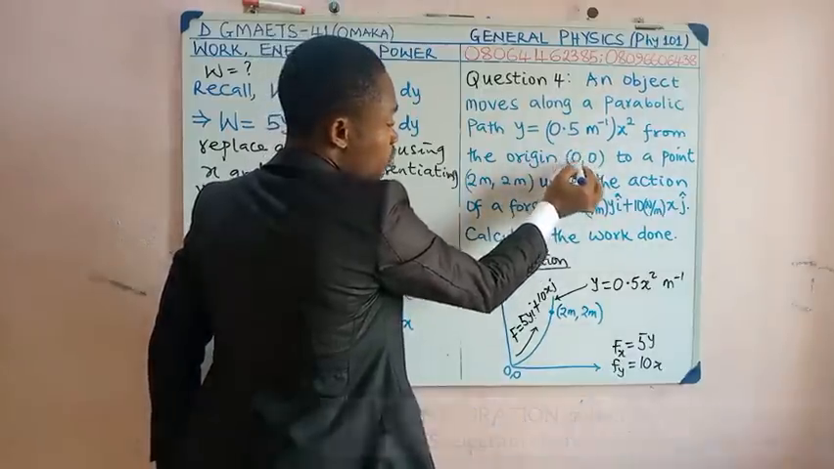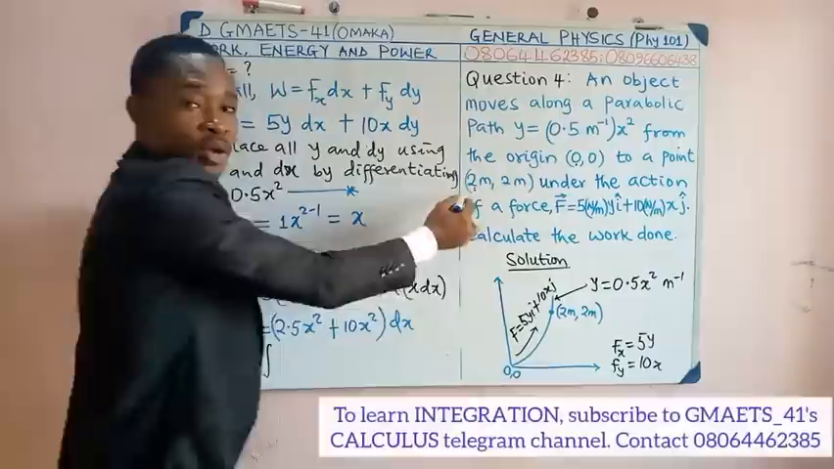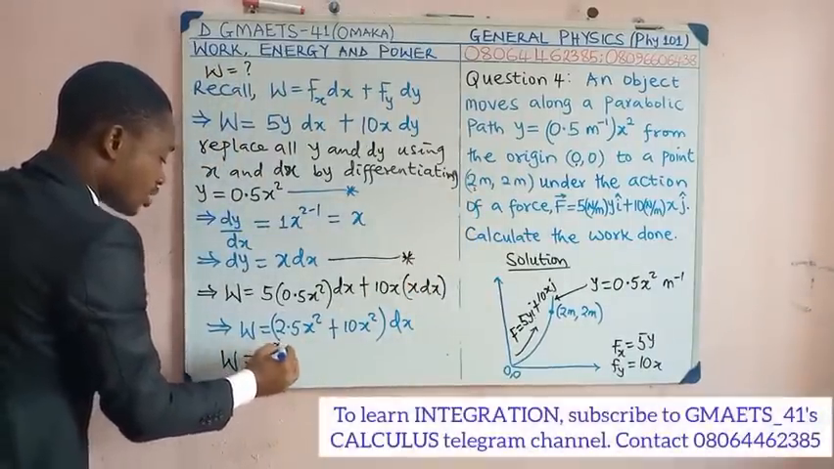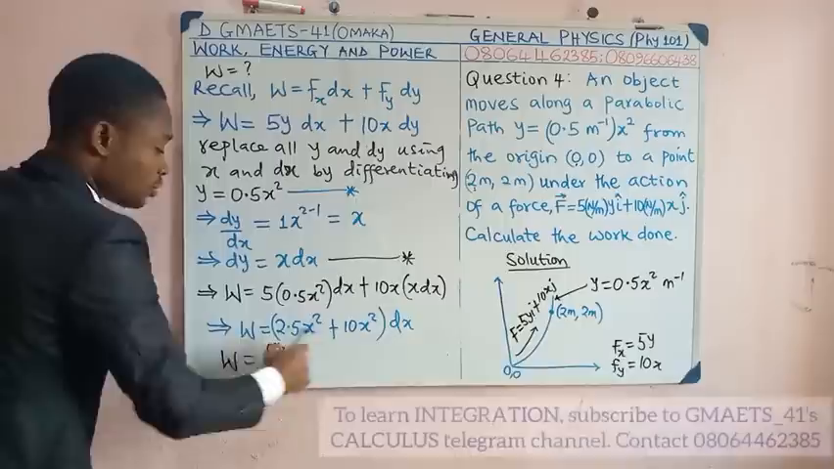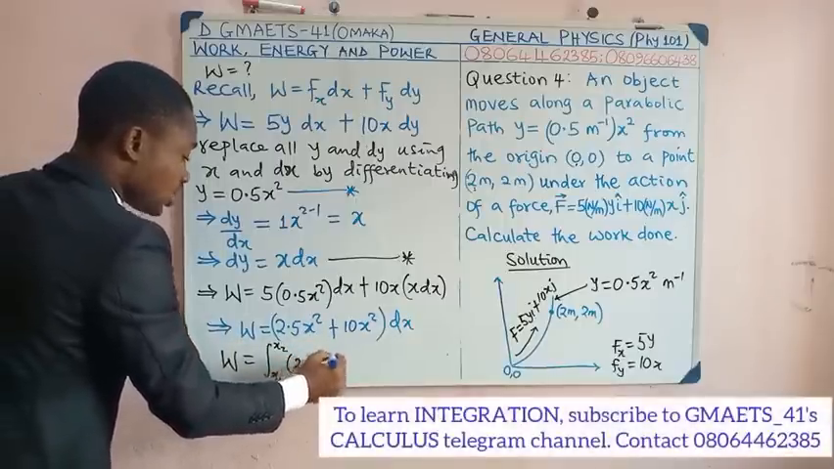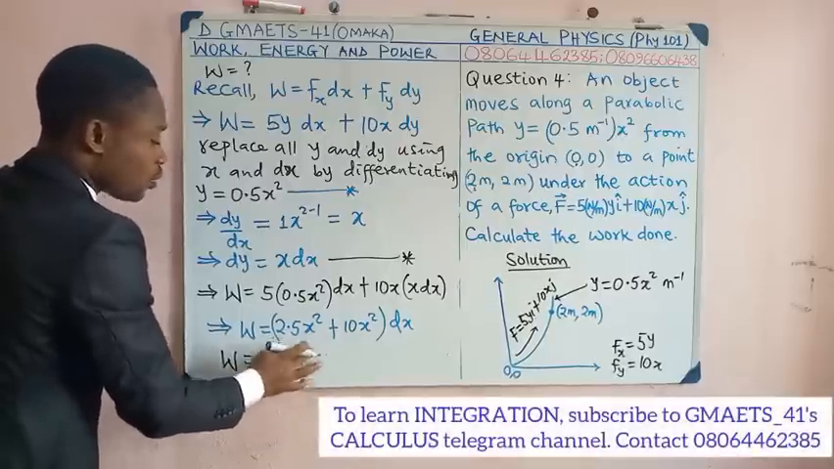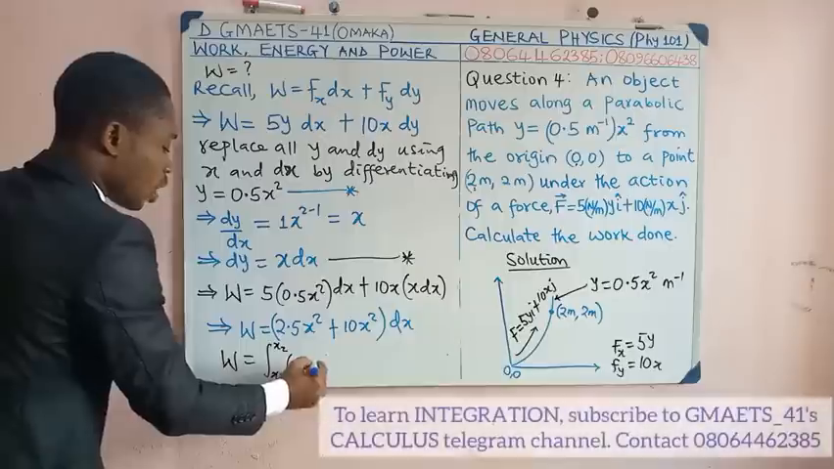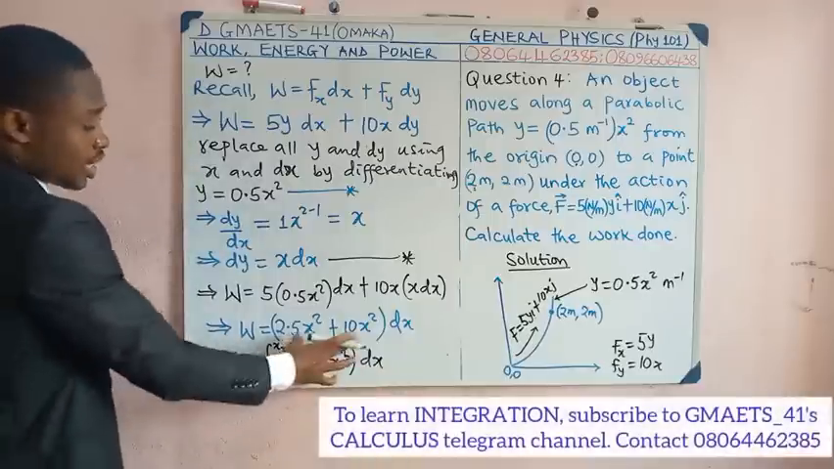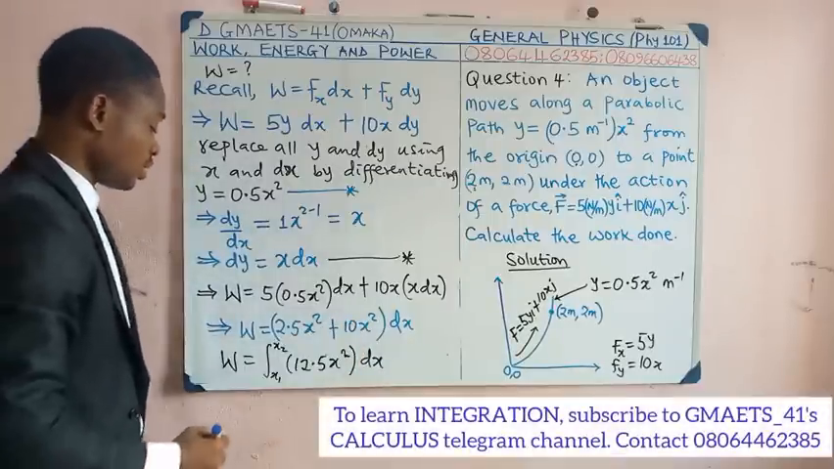So we are moving from this point 0 to this point 2. You know, this is x1 and this is x2. Are you following, right? So this is going to be something like x1, x2 of all these terms here, which is 2.5x squared. Of course, we can add this. If you add 2.5 to 10, you're going to get 12.5x squared dx. Take note, we can add these terms because they are like terms, both bearing x squared.